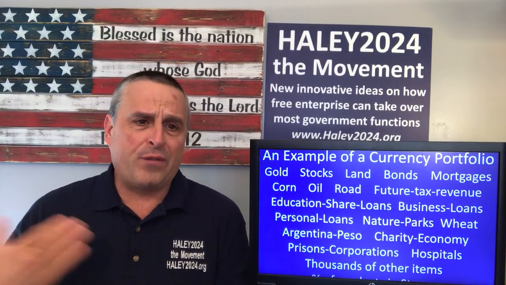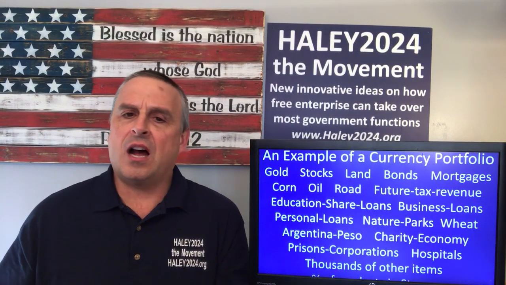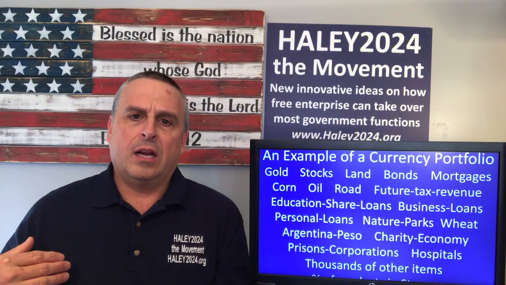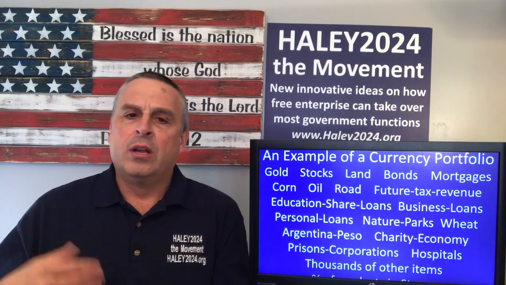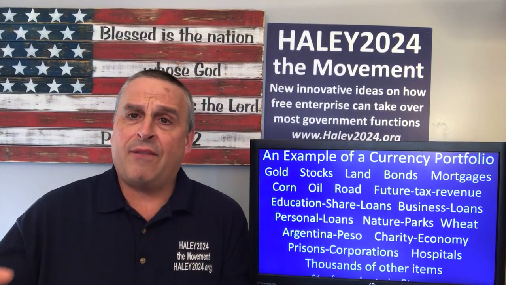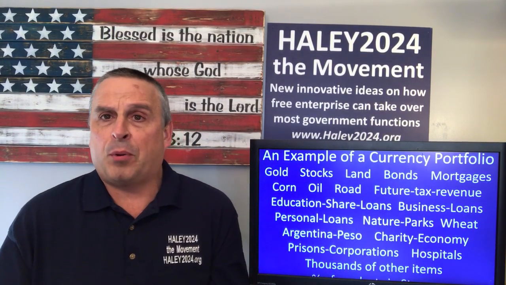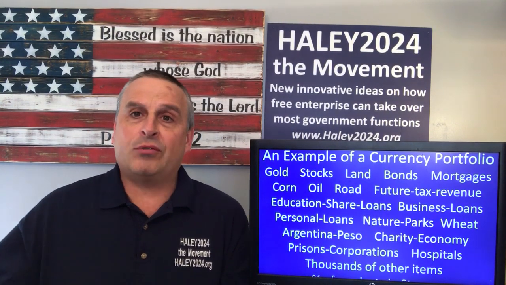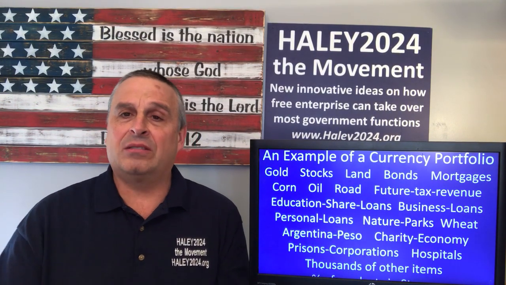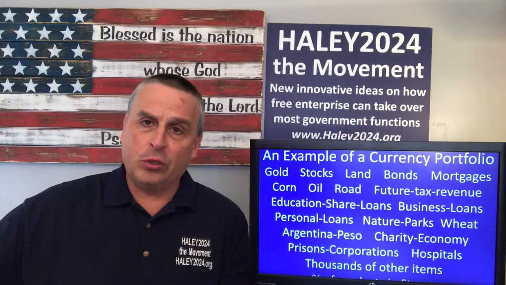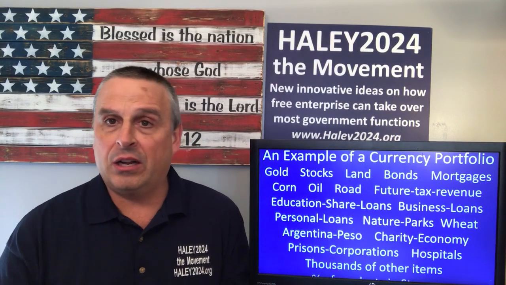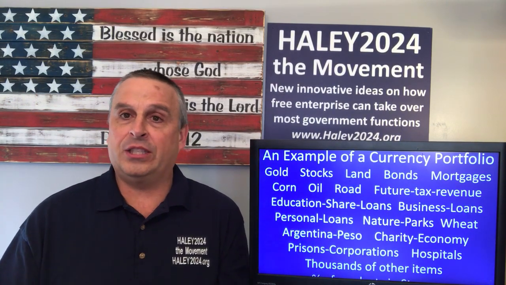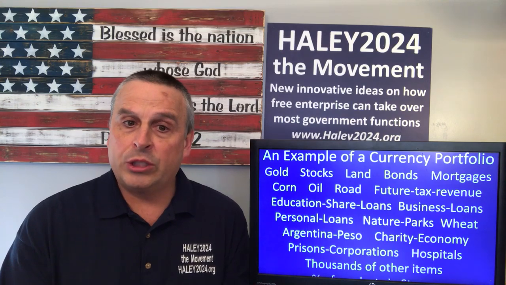An example of a portfolio: they own gold, stocks, lands, bonds, mortgages, corn, all the commodities, oil. They will have road stocks because we're going to private sector roads. Future tax revenue, go into my debt and look how we're going to do taxes and future taxes and how that could be built into the monetary policy. Education share loans, we're going to a free enterprise education system. We're going to go to share loans if people want those.